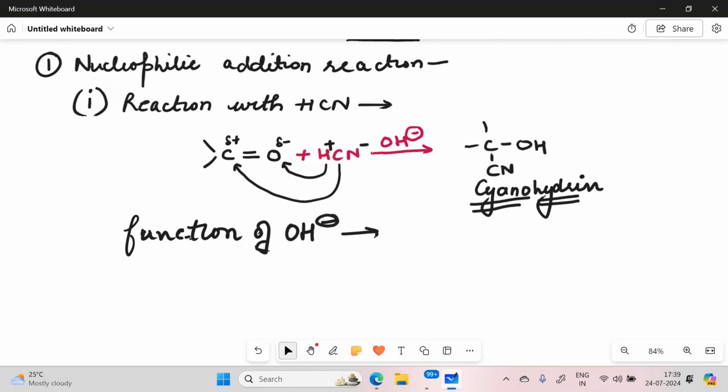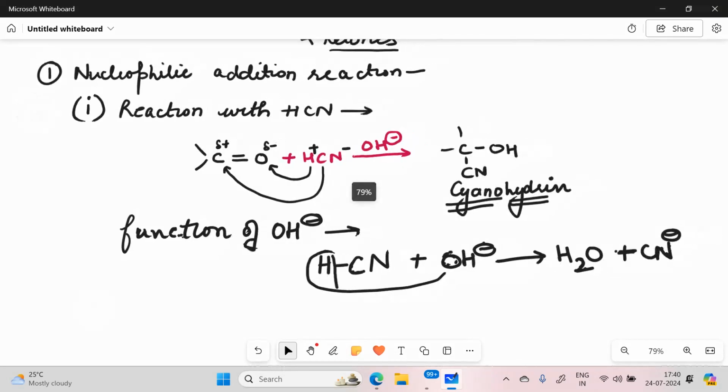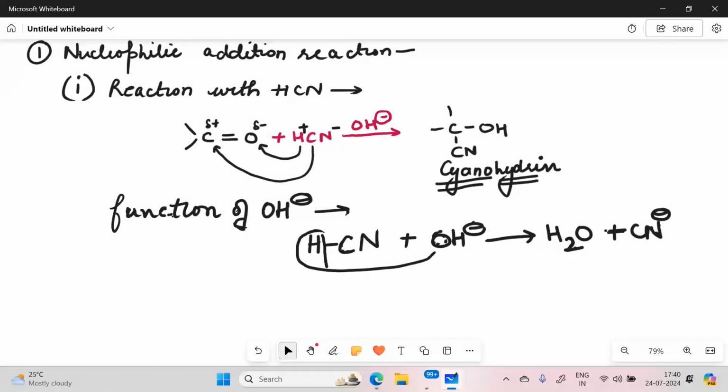Now you know that HCN is a covalent compound. It's not an ionic compound. So it will not easily break down to give you H plus and CN minus. So what is the function of OH minus here? This OH minus has a tendency to abstract the H plus from HCN and form water. When it abstracts the H plus from HCN, it generates the nucleophile easily. So it helps to generate the nucleophile CN minus and makes the reaction faster. Faster means it catalyzes the reaction.